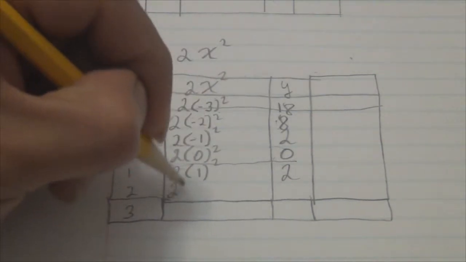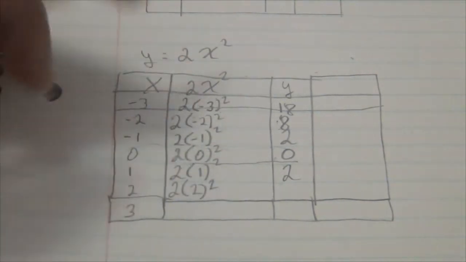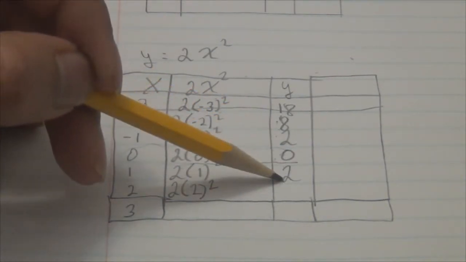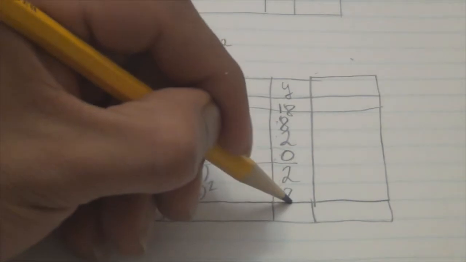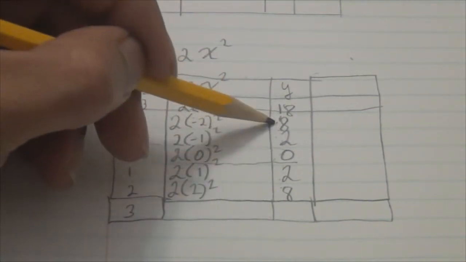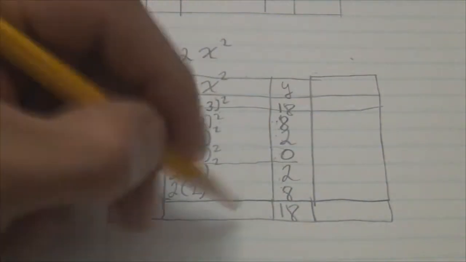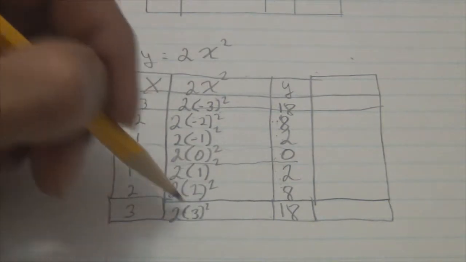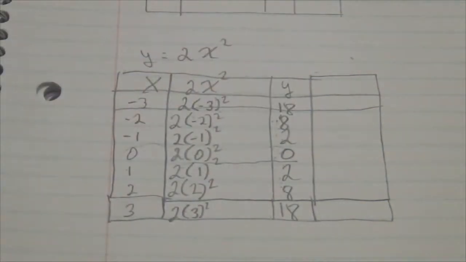2, right? I don't even need to calculate this, because if this is 0, right, and above the 0 is a 2 and below the 0 is a 2, now this one is going to be an 8. Why? Because above the 2 we had an 8, so below the 2 is going to have it. And the next one is going to be 18. But let's see. 3 squared is 9 times 2, 18.